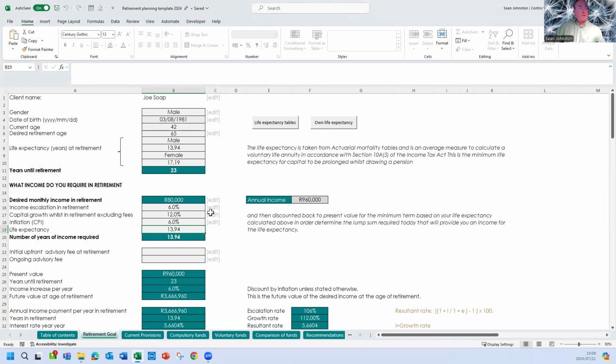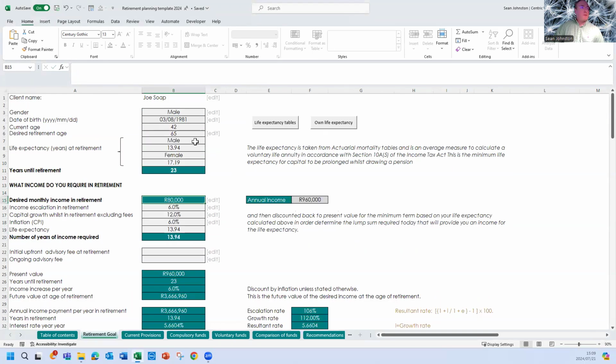If you were to click on life expectancy, it will pull through the equivalent life expectancy for male and female. You'll see here it says 13.94, and this is for an individual who is 65 years of age. They're expecting to live 13.94 years. If I were to change this to female, it would then change to the life expectancy for female. And if you were to change the age, it would recalculate the life expectancy of a female from the age of 60, which is 21.14, and for a male, 17.52. Put it back on 65, put it back on male because Joe is a male.